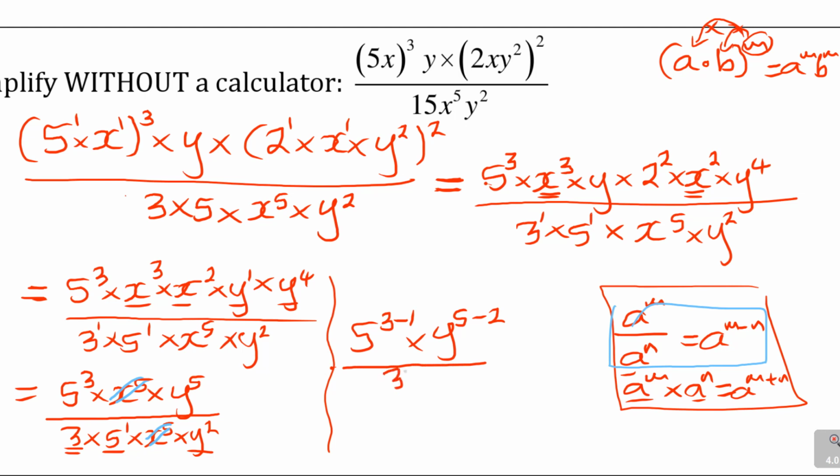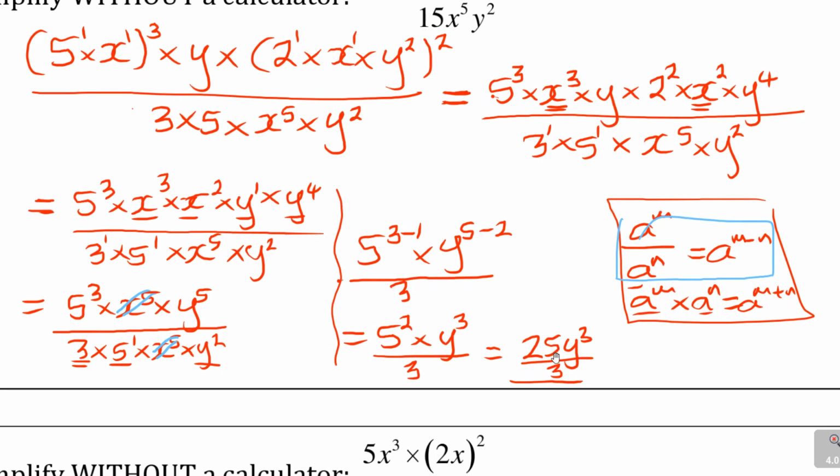There was nothing I could take on top for 3, which is equal to 5 to the power of 3 minus 1, which is 2, times y to the power of 5 minus 2, which is 3, over 3. See that? Which is equal to, it's up to you, 5 to the power of 2, you can leave it like that, or you can say 5 squared is 25, y to the power of 3 over 3. That can be the final answer on that.